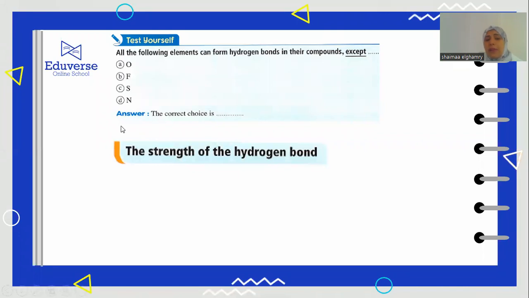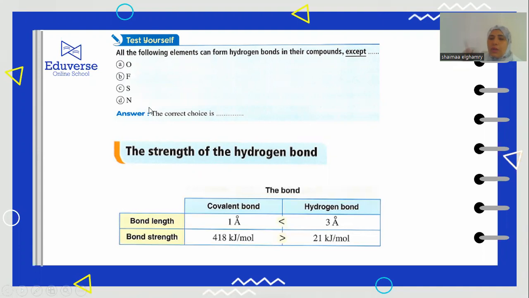The strength of hydrogen bond. Hydrogen bond is weaker than the covalent bond. Why? Because it is longer than the covalent bond. Its length for a covalent bond is 1 angstrom, but for hydrogen bond it is 3 angstroms. So the bond strength of the covalent bond is greater than the bond strength of the hydrogen bond because the hydrogen bond is longer than the covalent bond.